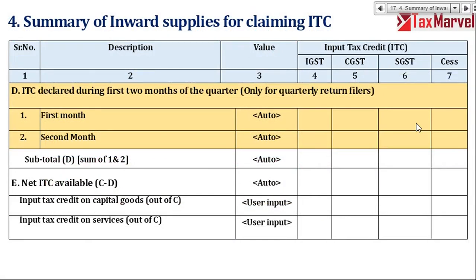Then for quarterly filers, this D is for quarterly filer only. ITC already claimed in first month and second month. So first month and second month I have already claimed ITC of 100. Total ITC is of 500. So 500 minus 100 minus 100, 300 will be there on which I will pay tax. Out of that, I have to tell separately, out of the total input credit, how much is on service, how much is on goods, right? Maybe a special requirement is there for reporting.